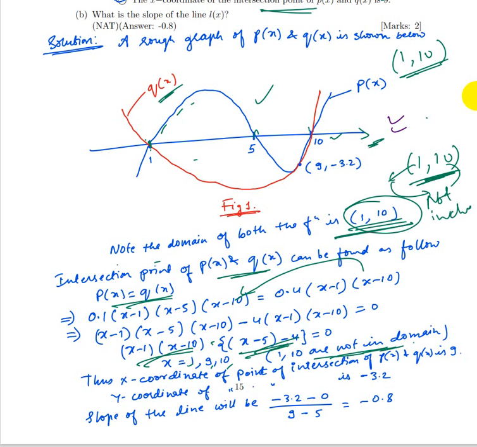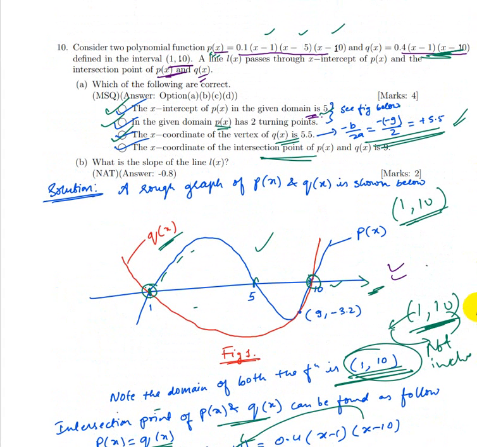If we actually make the graph, it will be just a hole there, which means that 1 and 10 are not included in the domain. So yes, the x coordinate is 9, so this option is also correct.